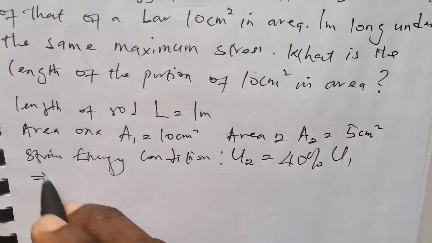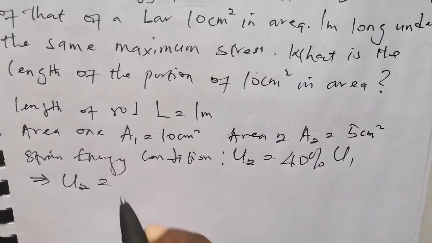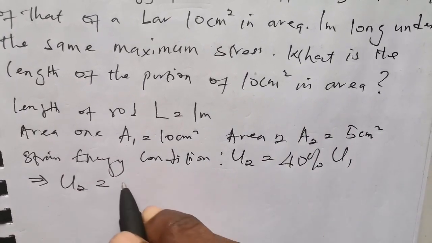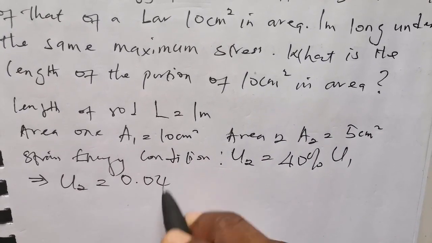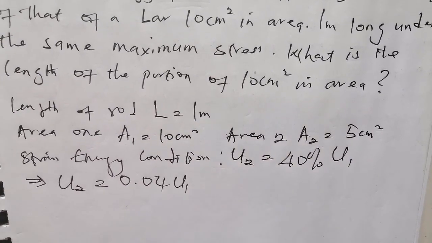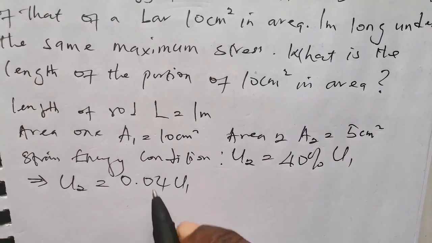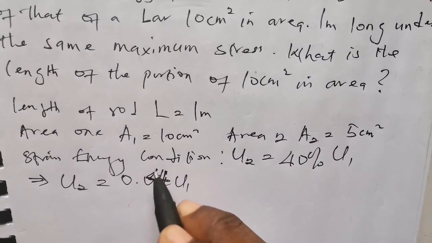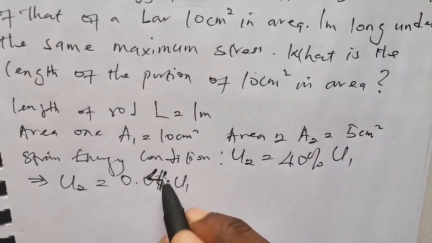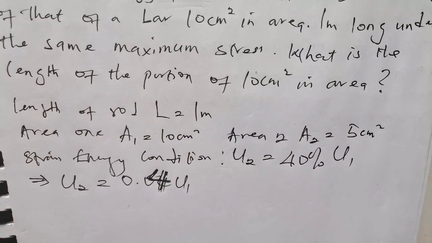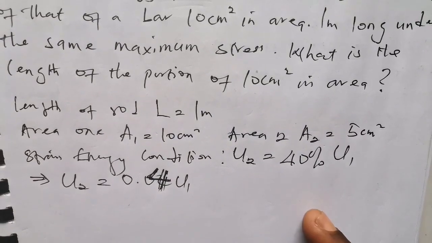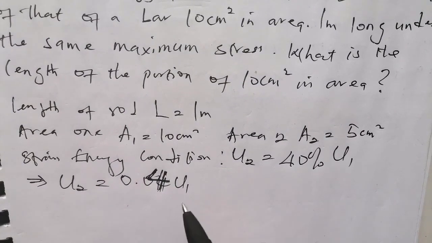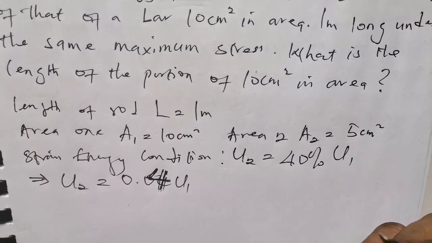So this simply means that U2 is equal to 40%, which means 40 divided by 100, which is 0.4 U1. So the strain energy at portion 2 equals 0.4 times the strain energy at portion 1.